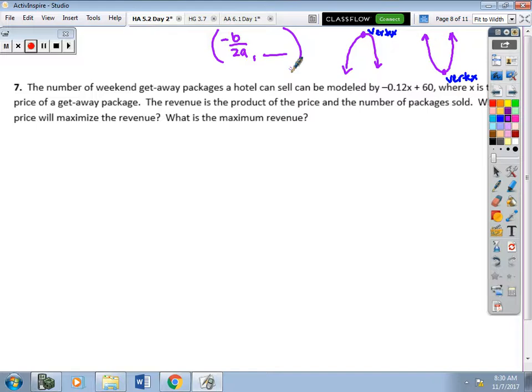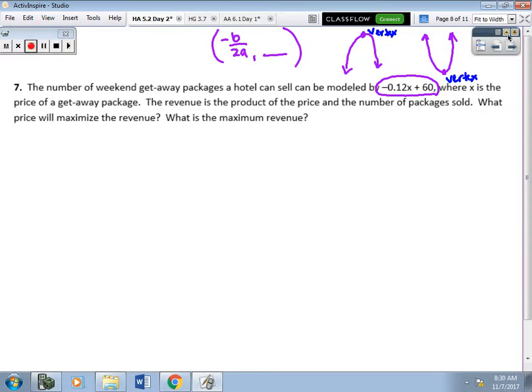But the first question, you'll notice it says the number of weekend getaway packages a hotel can sell can be modeled by this. Negative 0.12x plus 60. Well, that's linear, right? It's a linear function. But it says where x is the price of a getaway package. And this is the number of packages they sell, is what this represents.